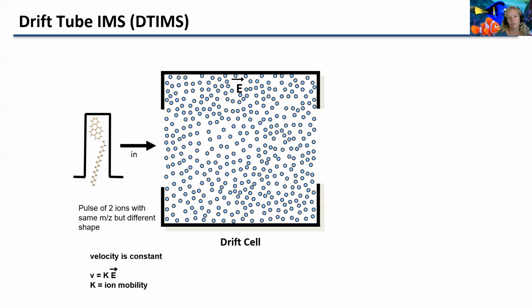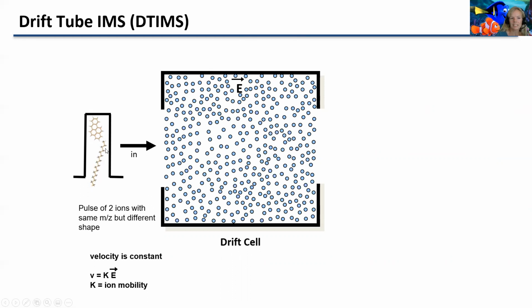However, in ion mobility, what we want is more collisions with buffer gas. So here we try to put as much buffer gas in as we can handle based on our sensitivity and our instrumental conditions, such as voltage and other things. Then we have a weak electric field that pulls the molecules through this buffer gas. If we have two ions that have the same M over Z, in mass spec you would just detect their M over Z, but we have one that's formed in more of a ring-based structure and the other one is more linear.